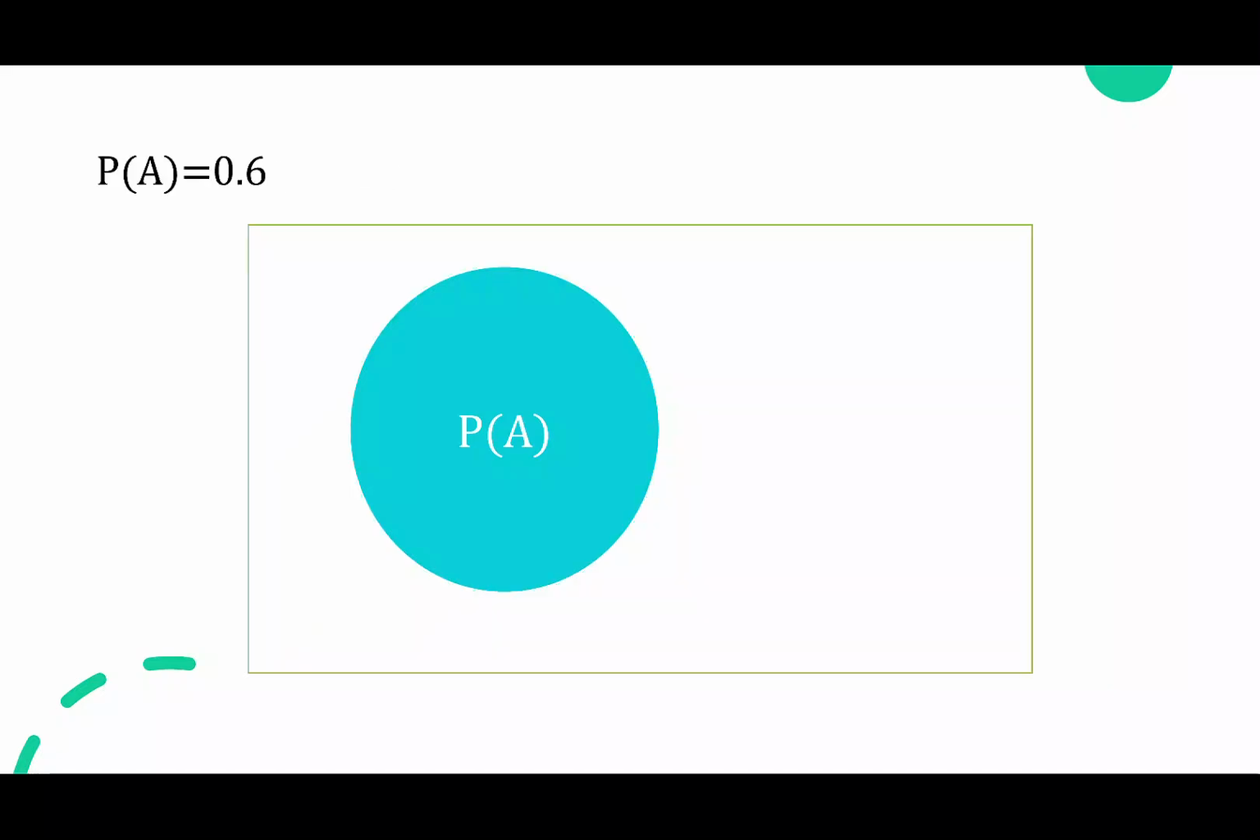Let's take a quick example. Say I was given that the probability of A is 0.6. I would put 0.6 inside of my circle. Then the probability of A not happening would be 1 minus 0.6, which is 0.4. We want to remember that we're dealing with probability, so everything has to add up to 1 or 100% when we fill in the box.